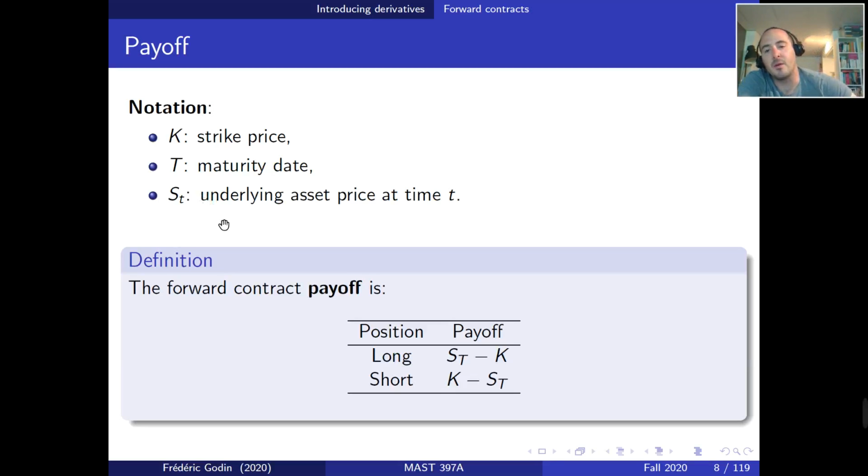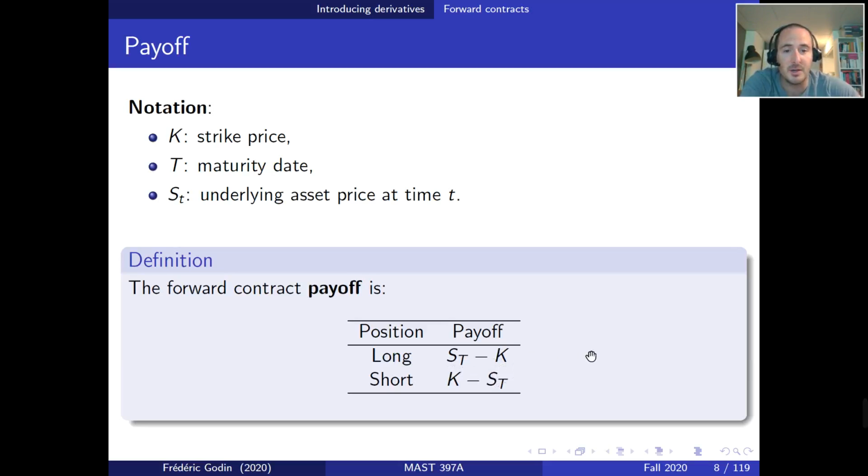So we can define the forward contract payoff as the following. For the long position, the position which will receive the underlying asset, the payoff of the forward contract is S_T minus K, which means that at the maturity date, the long position will receive the underlying asset, which will be worth S_T on that date, and he will pay the strike price, which is K dollars.